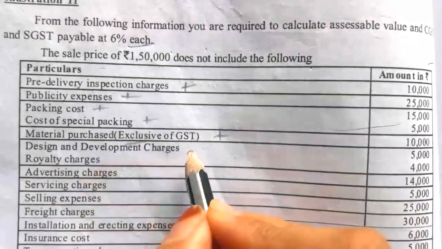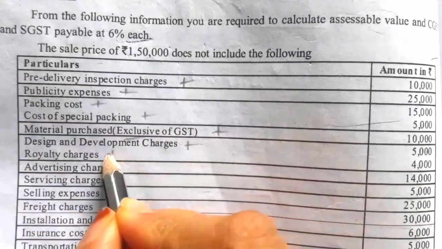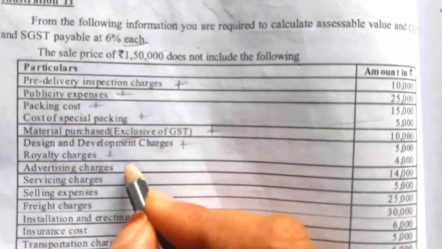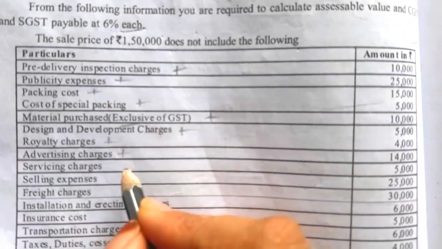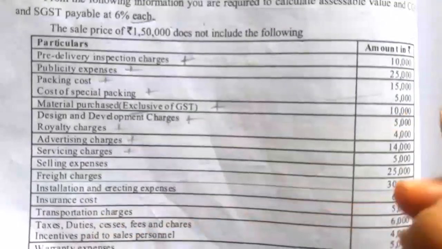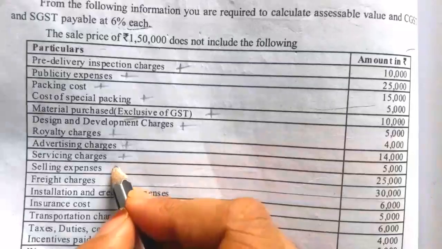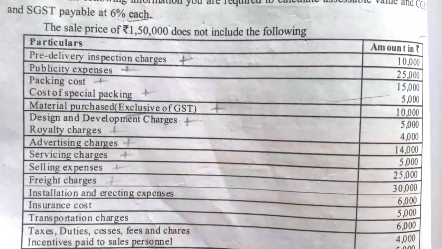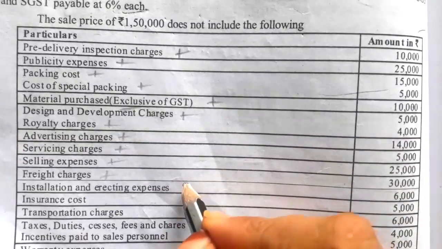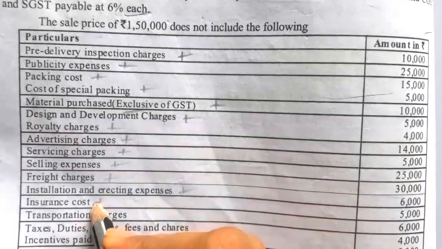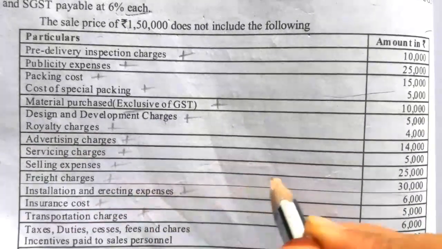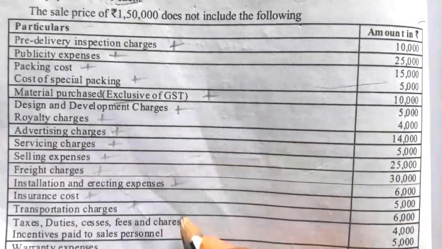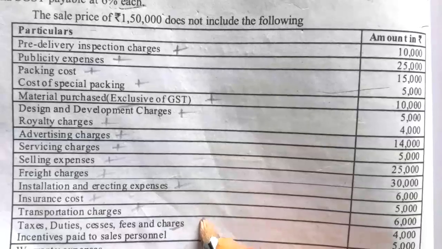Then design and development charges we have to add. Royalty charges we have to add. These are the inclusions to the selling price. Advertisement charges also we have to add. Servicing charges we have to add. Selling expenses we have to add. Freight charges we have to add. Installation and erection expenses also we have to add. Insurance cost we have to add. Transportation charges we have to add. Taxes, duties, fees and charges, these are charges, so this also we have to add.